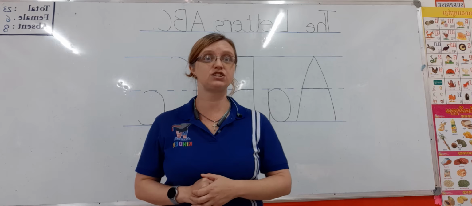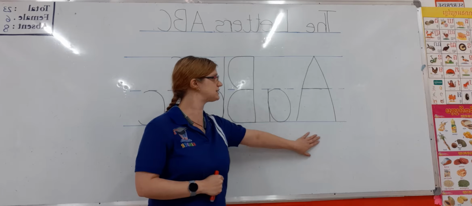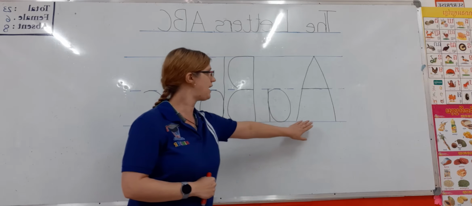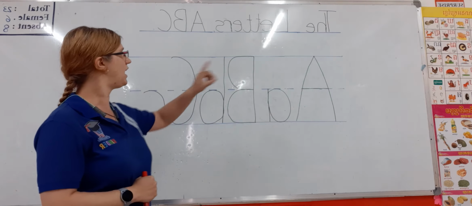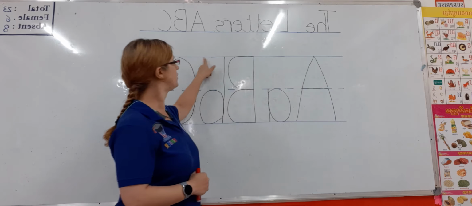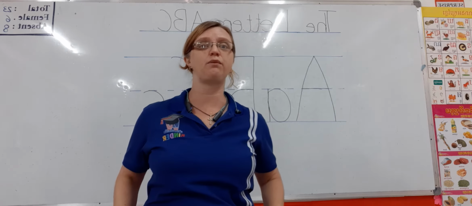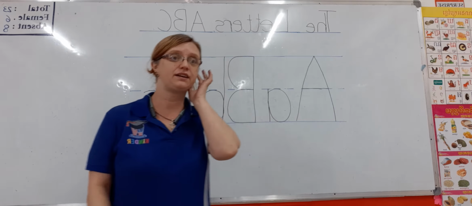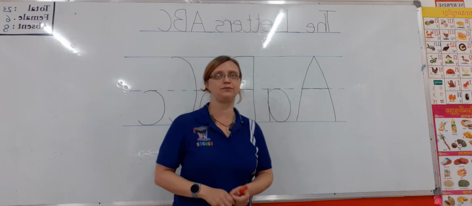Okay? So let's get started first. Let me show you each letter. On the board you can see I've already written A, B, C. I've used the magic lines which help us determine the correct size and shape of each letter. So let's have a look quickly at the uppercase A.